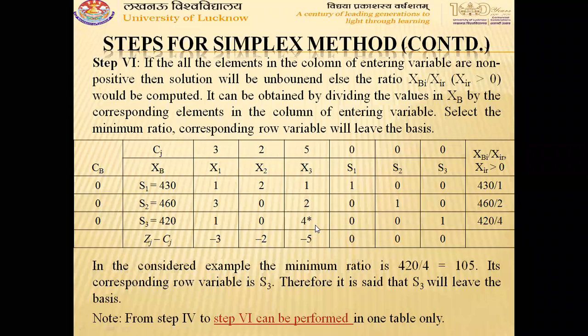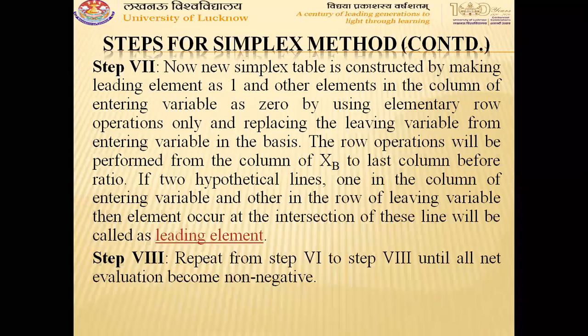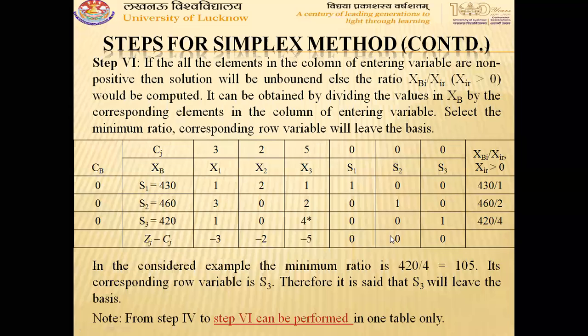This element is made 1 and all the other elements are made 0 using elementary row operations only. We make the leading element 1 by dividing the complete row by 4, from XB to S3. Always remember, operations are performed from the column of basis to the column of the last variable involved in the linear programming problem. The column of CB and the column of ratio are not included in the row operations. So the complete row is divided by 4.